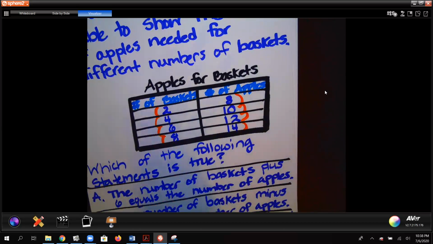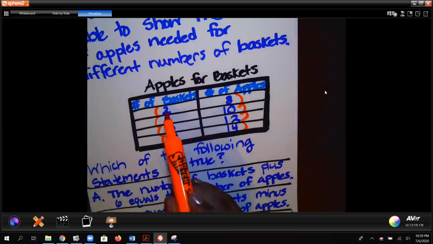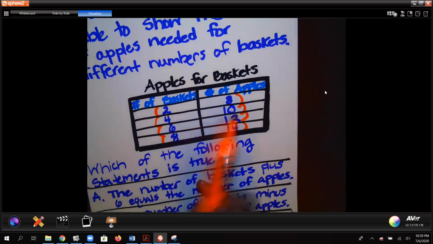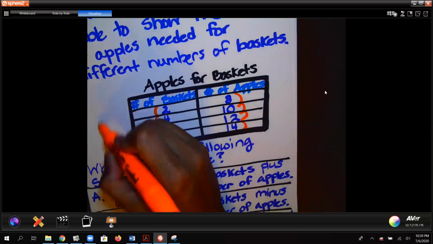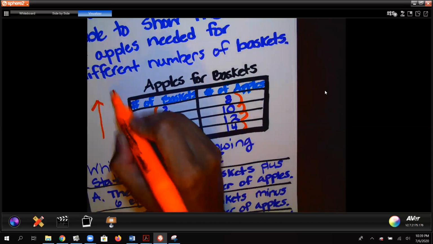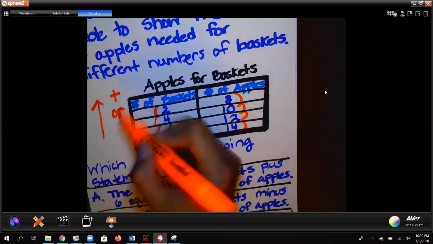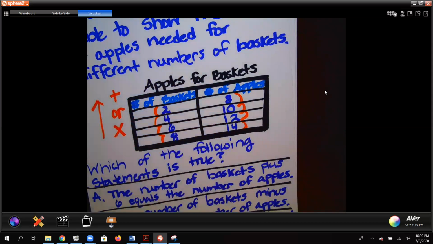Remember, if the numbers are increasing, it's either addition or multiplication. If they're decreasing, it's either subtraction or division. So from 2 to 8, 4 to 10, 6 to 12, and 8 to 14, we know that they're increasing. So it has to be either addition or multiplication.